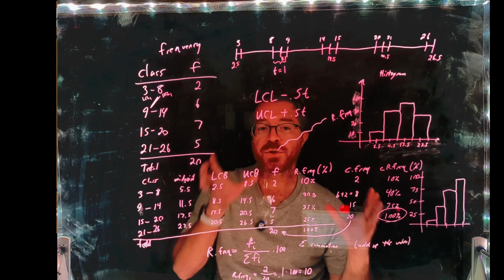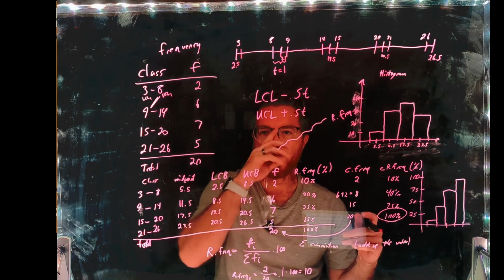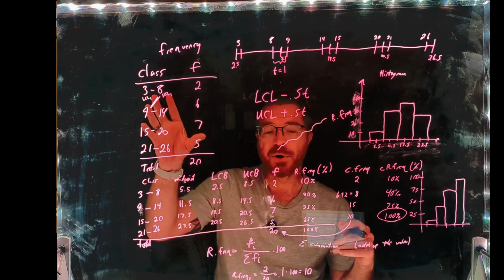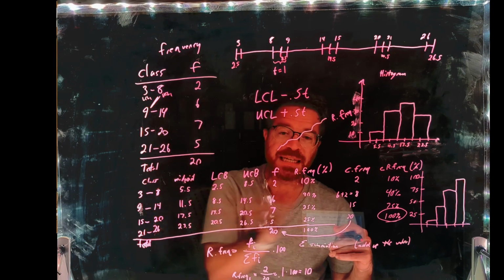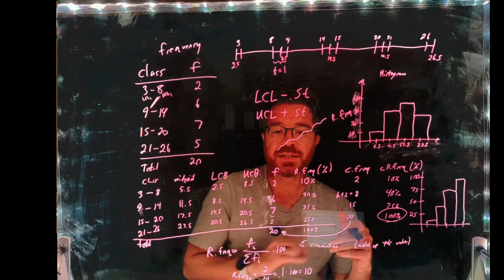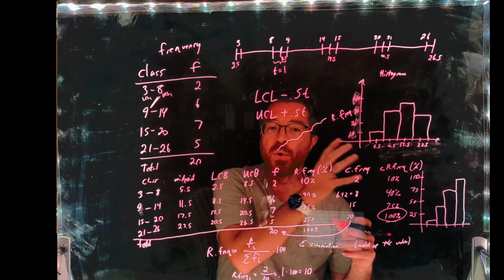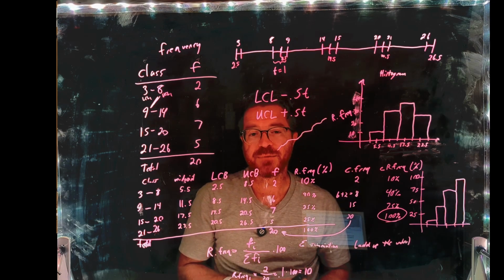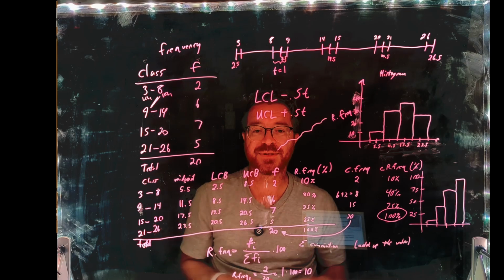So at this point, you have all the tools that you need to take the data, or a partially filled out table, completely fill it out, and then create either a histogram, a relative frequency histogram, a cumulative frequency histogram, or a cumulative relative frequency histogram. So in the next video, we're going to do some examples.